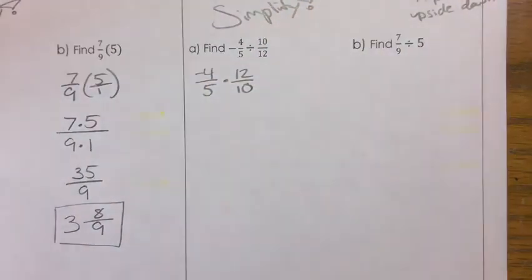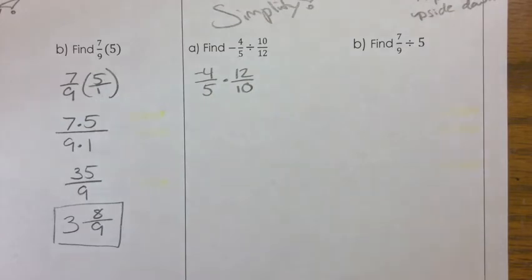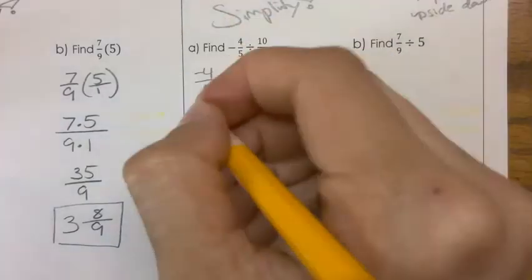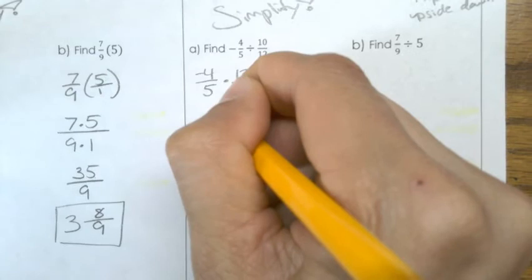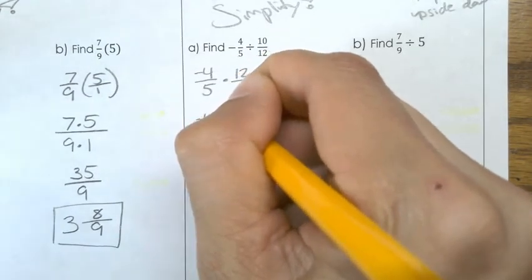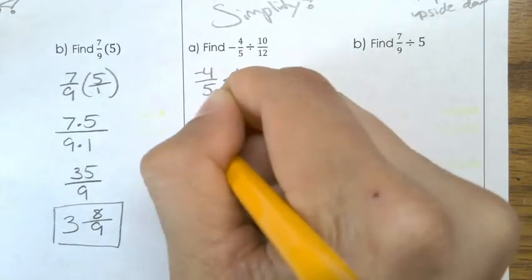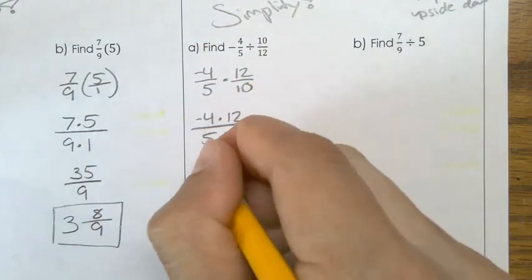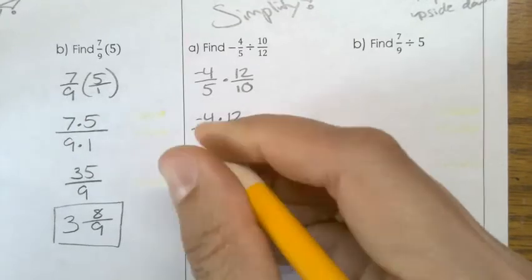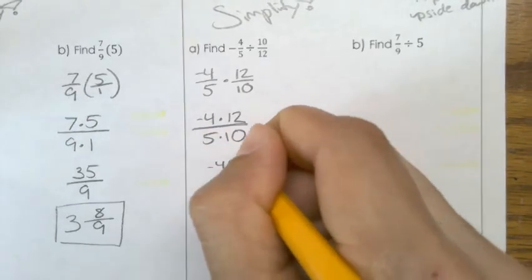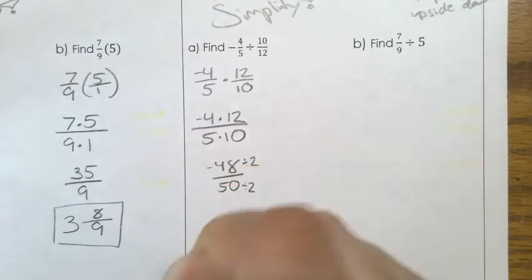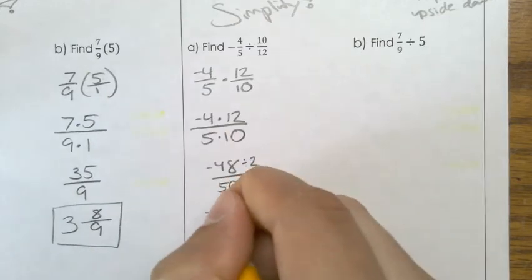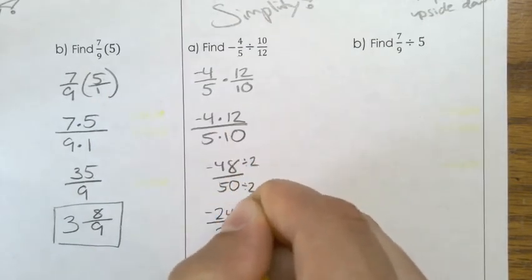We're just going to flip the order. Now we can multiply as usual. -4 multiplied by 12, 5 multiplied by 10. -4 multiplied by 12 is -48. 5 multiplied by 10 is 50. We can divide each of these by 2. So we get -24/25.